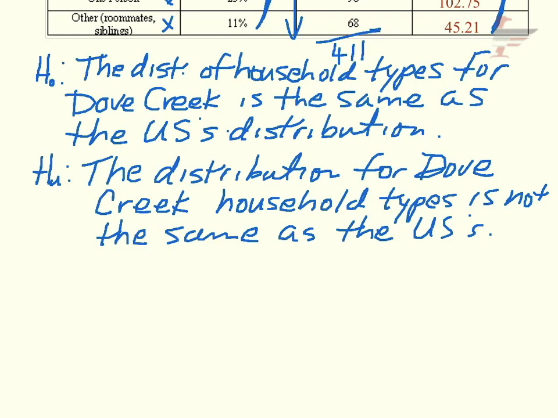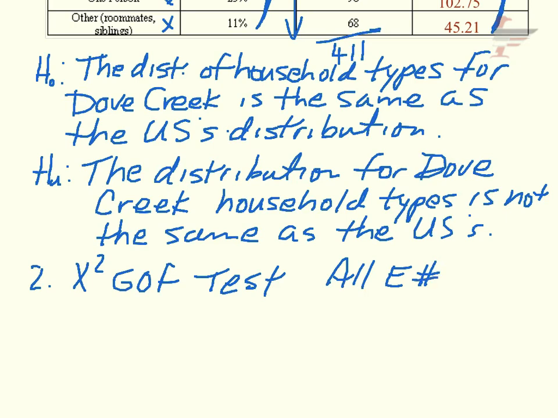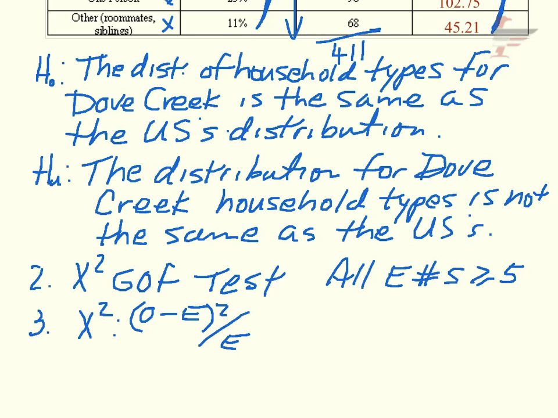Already noted that the test is the chi-square goodness of fit test, and all conditions have been met. All E numbers are at least 5, which means they're also at least 1. And we would go ahead and figure out the chi-square statistic using our formula. That formula again is observed minus expected squared all over the expected. We would do this for each number.